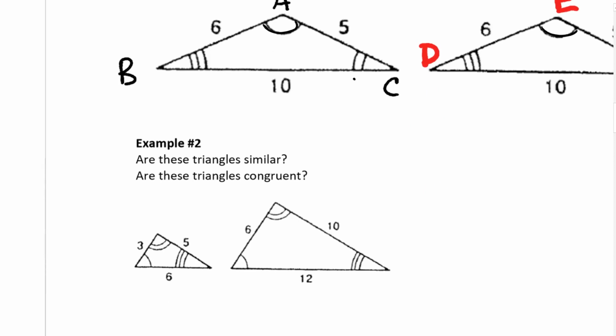Example number 2. Are these two triangles similar? So in other words, are the corresponding angles equal? And I look at the marks and I see yes. Are they congruent? No. And some of you might notice that this one, the sides are twice as big, right?